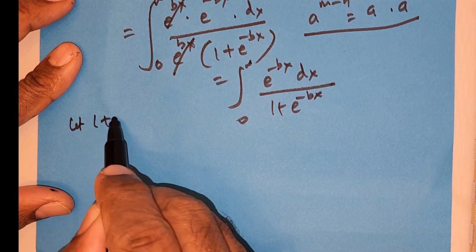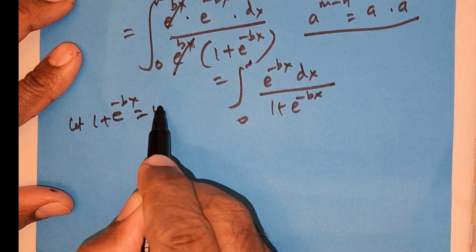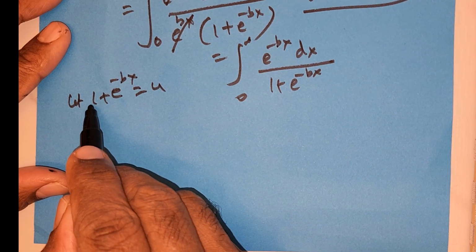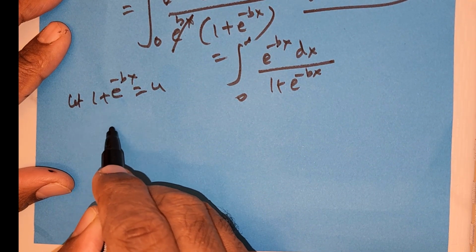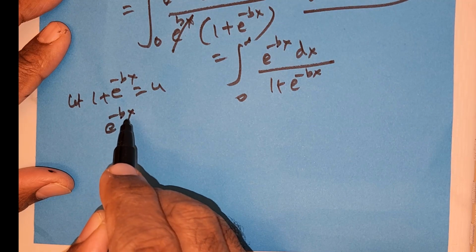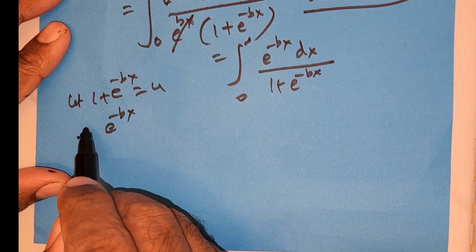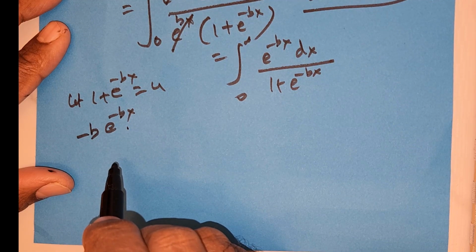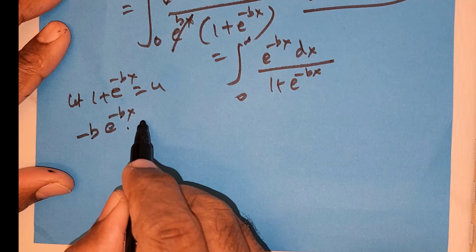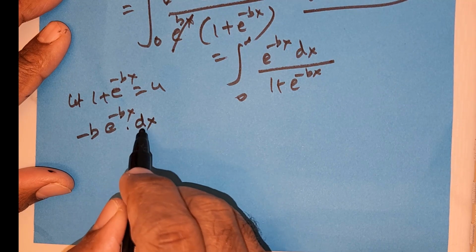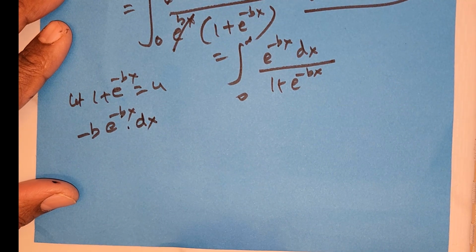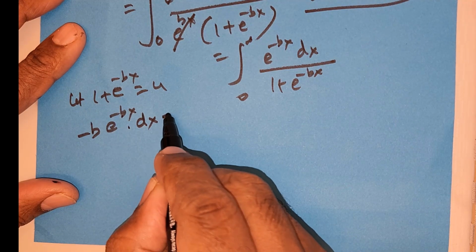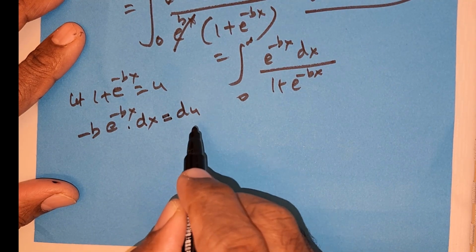Now let me take 1 positive e raised to the power of negative bx to be a sum u. I differentiate 1, I get 0. I differentiate this, I get e raised to the power of negative bx. The coefficient of x is negative b, and the differentiation will have to be added. The operator dx will have to be added there. So this is going to be equal to du.